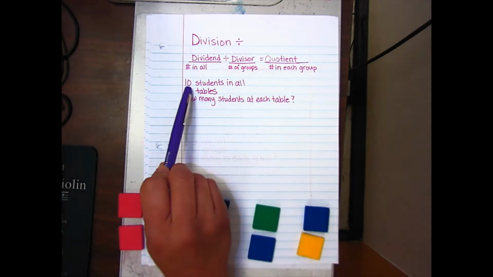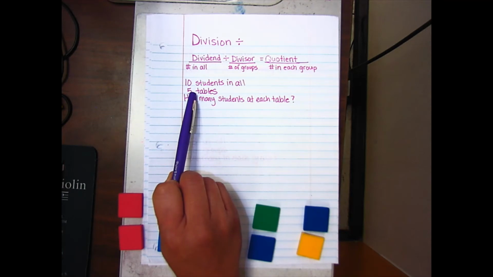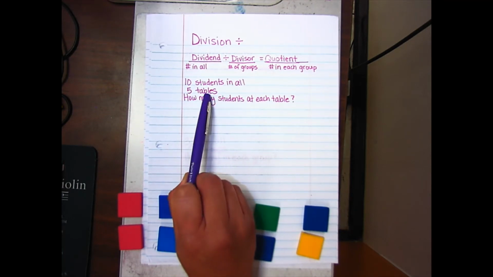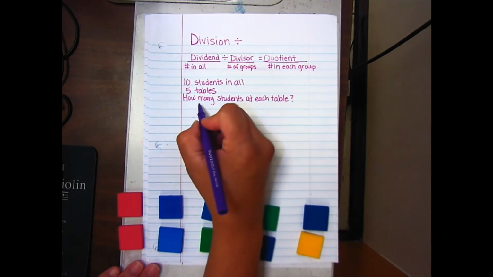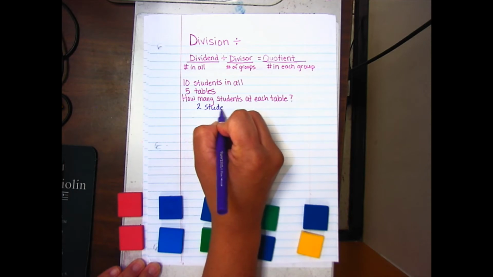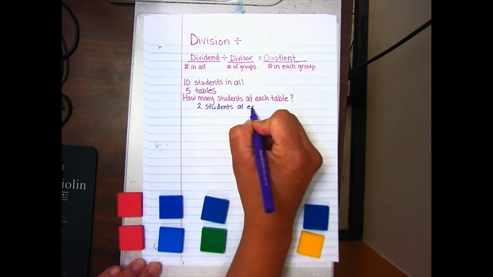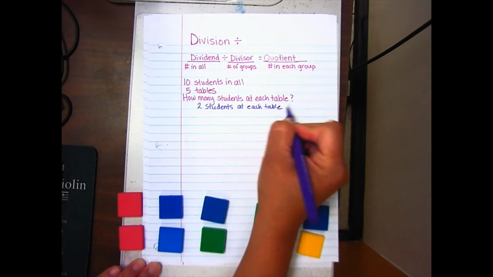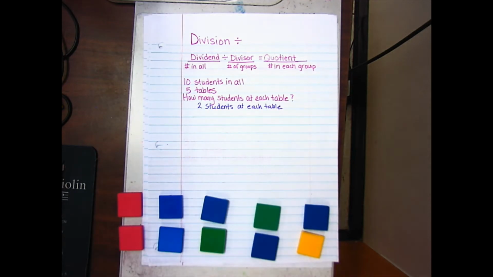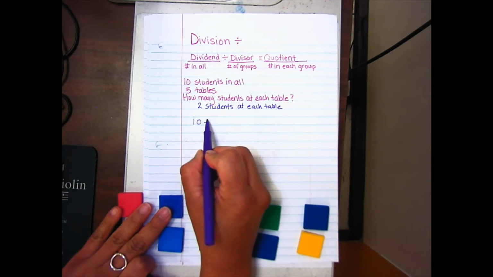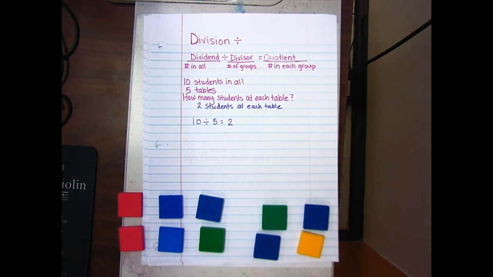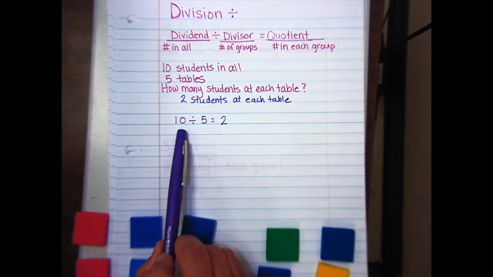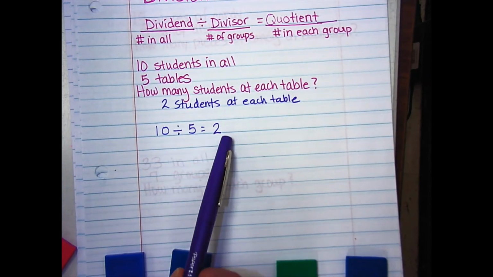So 10 was my dividend. 5 was the number of groups, which was my divisor. And then our answer being 2. How many students at each table? 2 students at each table. This was my quotient, okay? So I can say that 10 students divided by 5 tables equals 2 students at each table. So that's your dividend, divisor, and quotient.